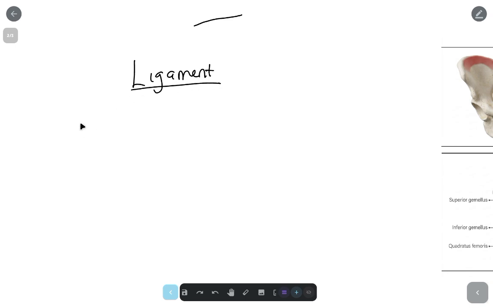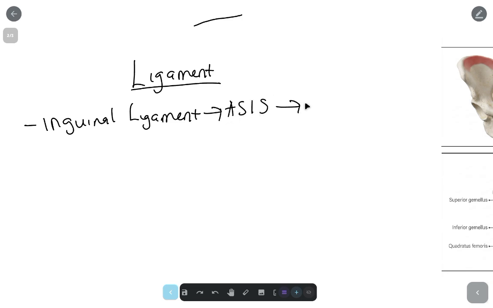So we have the ligaments of the hip bone. So what is the first ligament you have to know of the hip bone? So we have the inguinal ligament. So where does the inguinal ligament originate from? The inguinal ligament originates from the anterior superior iliac spine. And where does it insert? It inserts at the pubic tubercle.